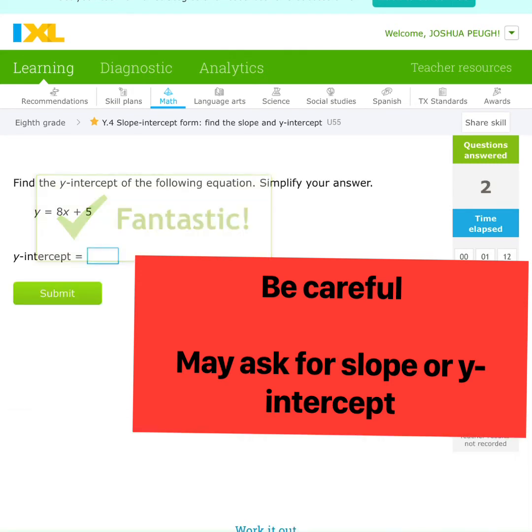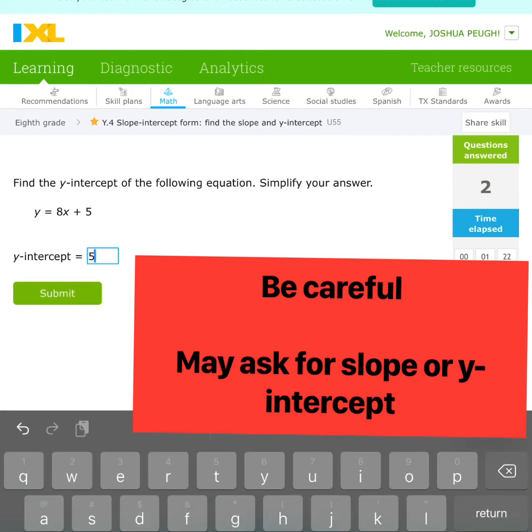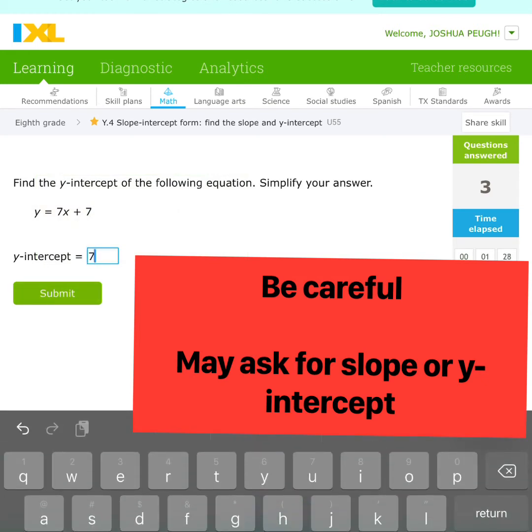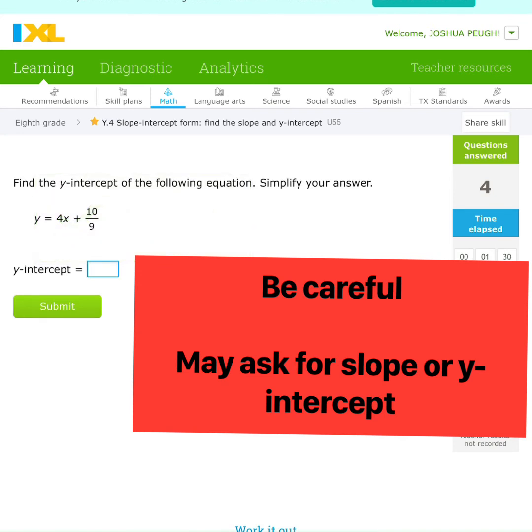My slope and my y-intercept were both 3. What's the y-intercept? So the y-intercept is the b, the y equals mx plus b. So the second number there, the constant, would be 5. And that's what you're doing here. So what would, well, they're both 7. Okay, no big deal.